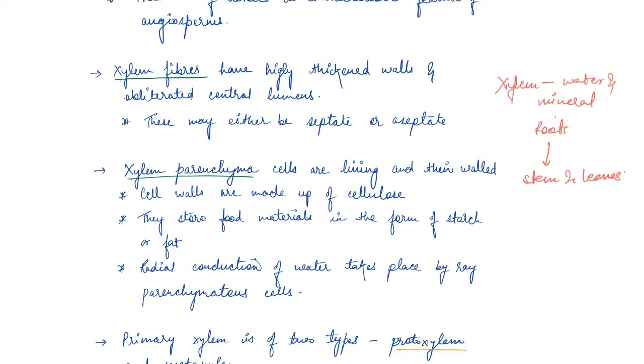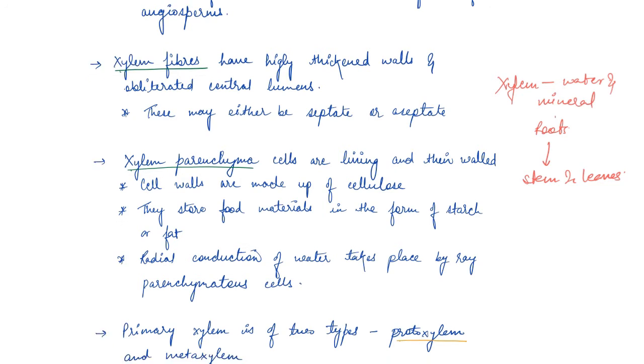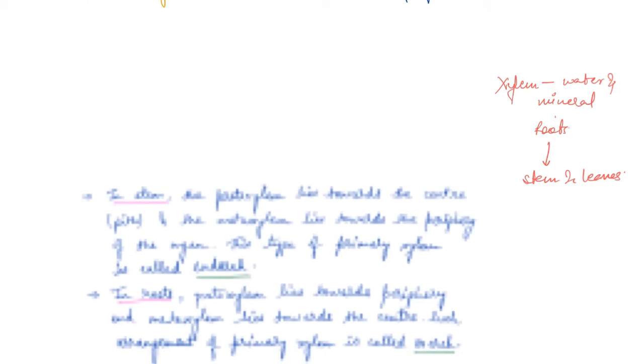So, in the case of stems, the protoxylem lies towards the center. Remember, in the case of stem, and we'll study this again later in this chapter, protoxylem lies towards the center, which is also known as the pith, and metaxylem lies towards the periphery of the organ, right? Now, this type of primary xylem is known as endarch. This is mentioned here, right?